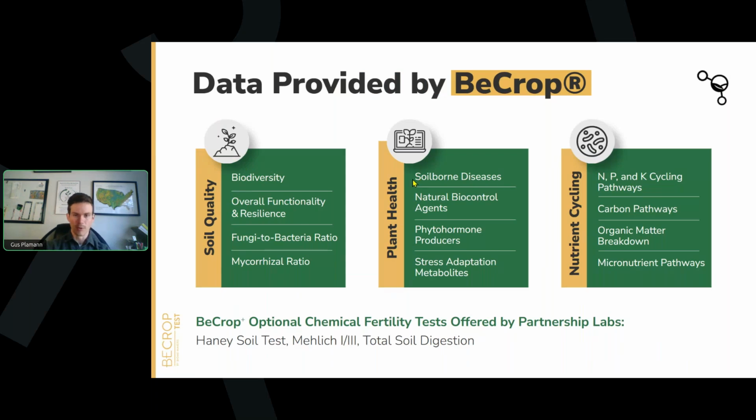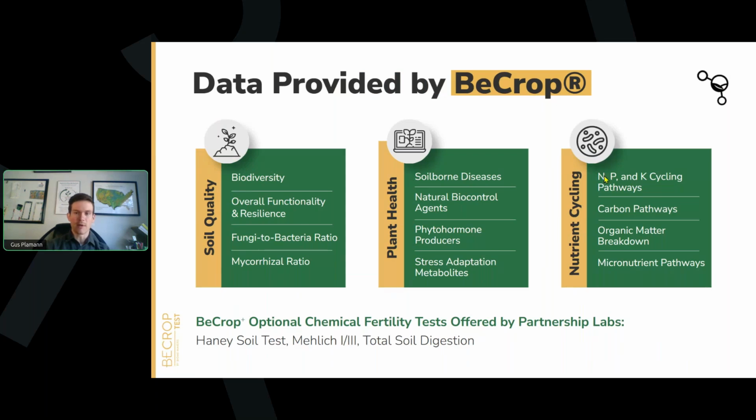The plant health section really includes anything that affects plant health outside of the nutrient cycling scope. So this includes soil-borne diseases, natural biocontrol agents, beneficial microbes that can suppress diseases, and then microbes that are phytohormone producers, basically microbes that produce plant growth regulators or PGRs, and stress adaptation metabolites, which is a fancy term to basically mean microbes that are able to help crops deal with abiotic and biotic stressors. You can think of that as the microbes that help crops deal with drought or heat or other extreme weather events, including indirect impacts from diseases.